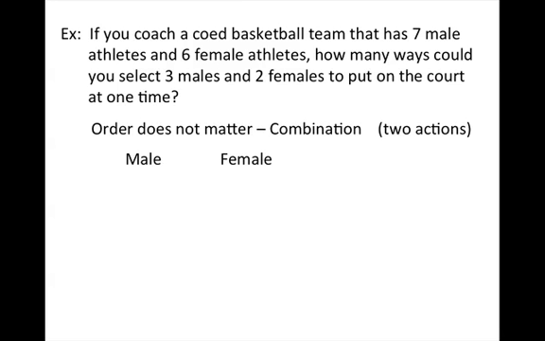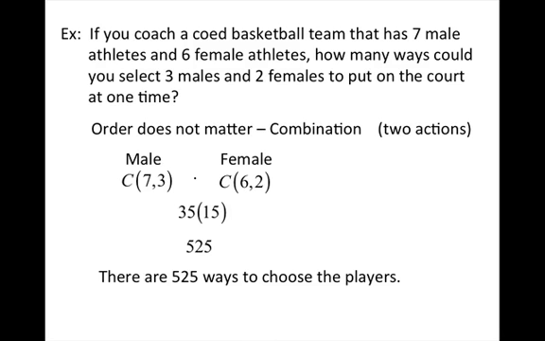So of the 7 men, I'm going to choose 3. And of the 6 women, I'm going to choose 2. I multiply these. So in your calculator, if you do 7 choose 3, you get 35. If you do 6 choose 2, you get 15. 35 times 15 gives me 525. So there are 525 ways to choose the players.